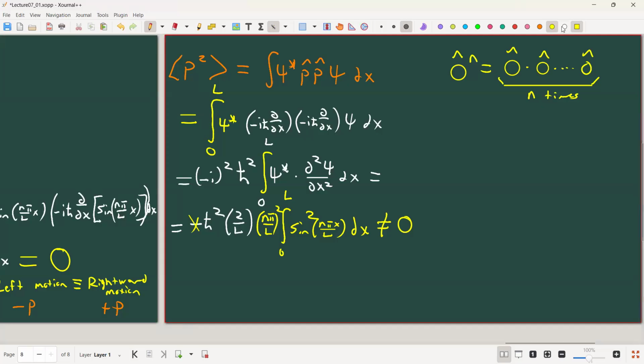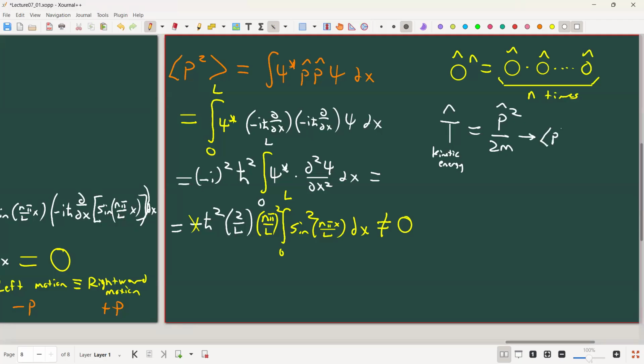Here's another trick. The kinetic energy of our particle is equal to the momentum squared over 2m. That was our definition of kinetic energy, p squared over 2m. Sorry, I have to square that. So that means that the average value of p squared is equal to 2m times the average value of the kinetic energy.